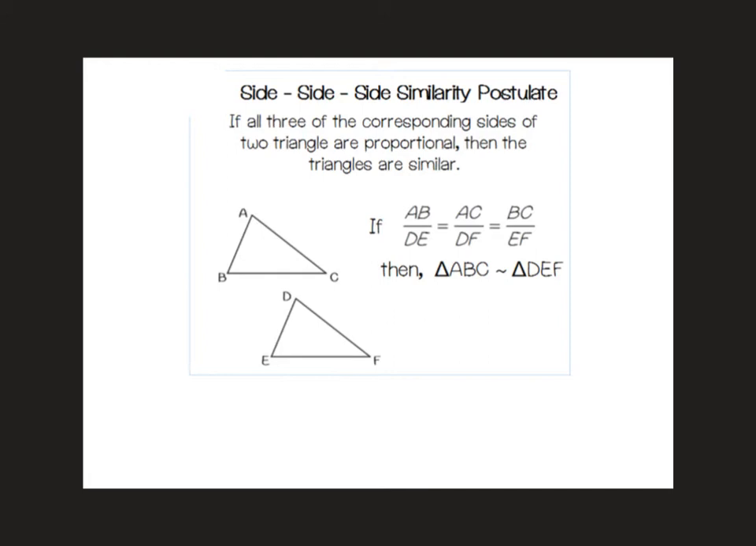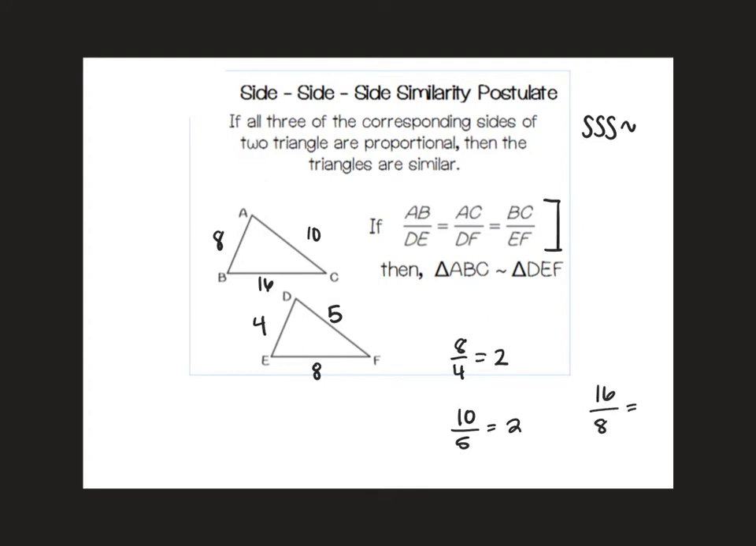The last similarity shortcut is called side, side, side similarity. And this one, you just check if all three sides are proportional. That is written in letters right here, but again, I'm just going to make up some numbers so you can see it with numbers. So I would have 8 over 4, which is 2, 10 over 5, which is 2, 16 over 8, which is 2. If these all end up being the same, it's side, side, side similarity.